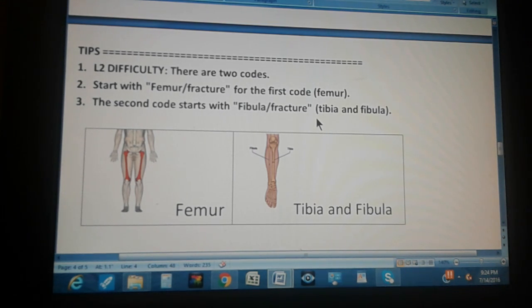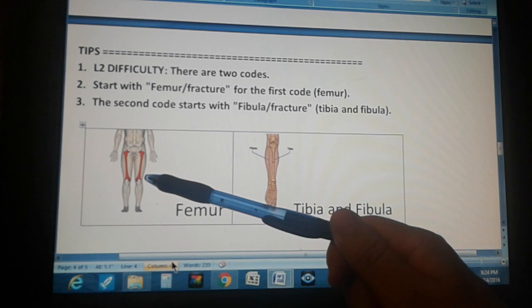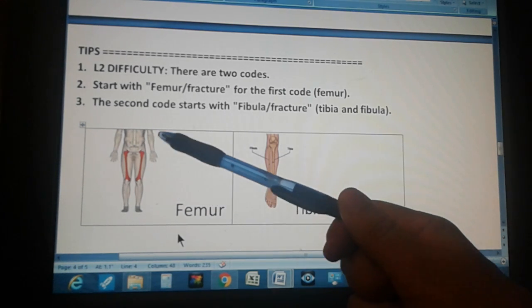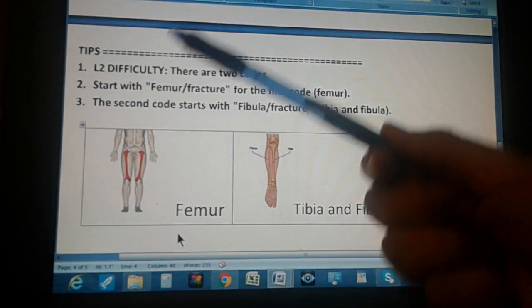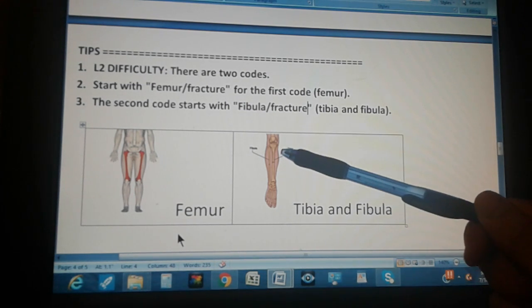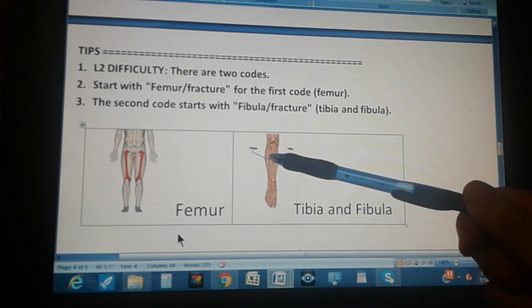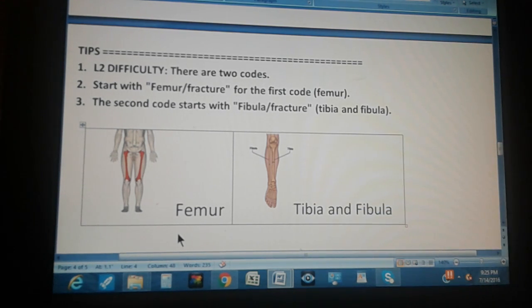Okay, so those are the tips, and we're going to explain what the femur is, just in case, a little anatomy. The femur is the bone that goes from the knee to the hip, right? That's the femur. And the tibia and fibula are the two bones that go in parallel below the knee, from the knee to the foot. This is the tibia and this is the fibula. So you have an idea of what we're coding. Now, can you show the answer too?